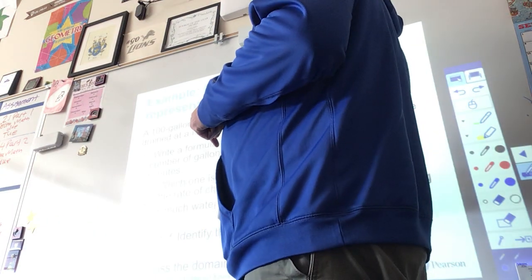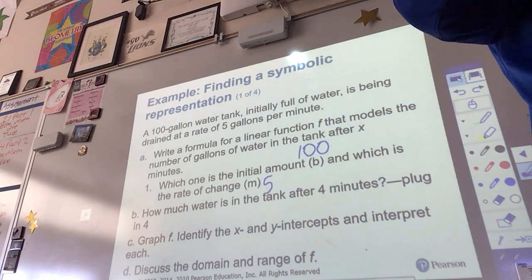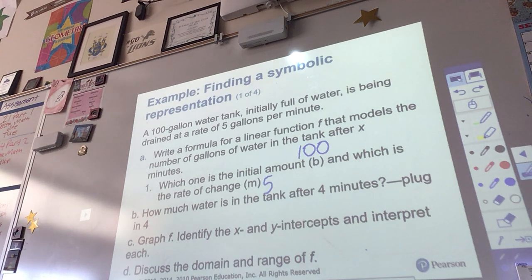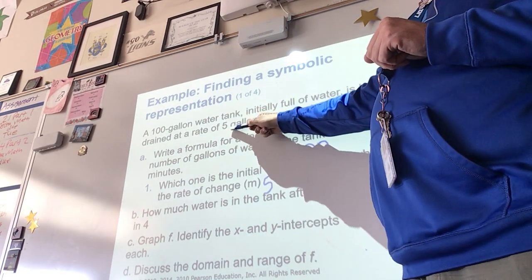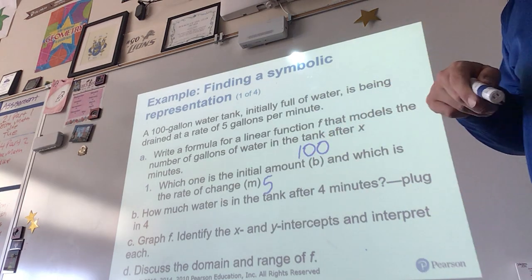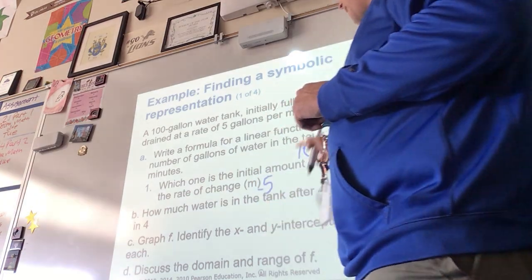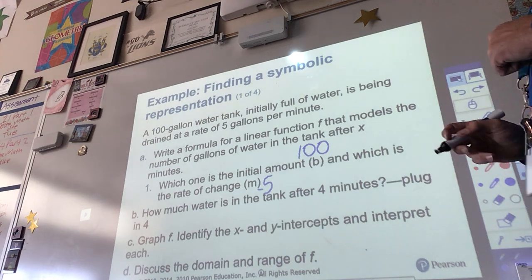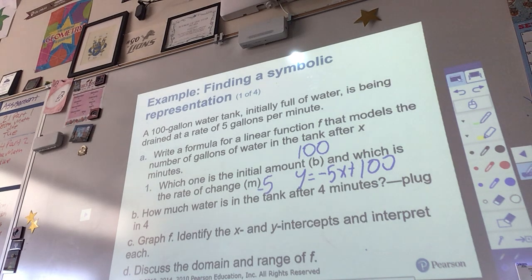Okay? The problem doesn't say negative 5 here. You have to figure out from the problem that the amount of water you are having is going down, which is going to be a negative number. So that's a little trick you might want to look at closely. Make sure you know whether that number is going to be positive or negative. Because we're draining, drain means go down, that's going to be negative. Okay, so our slope is negative 5. Our starting amount is 100. So our formula is y equals negative 5x plus 100. And the reason it's negative is because we are draining, we are going down.